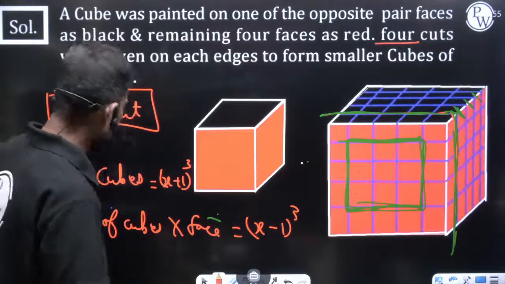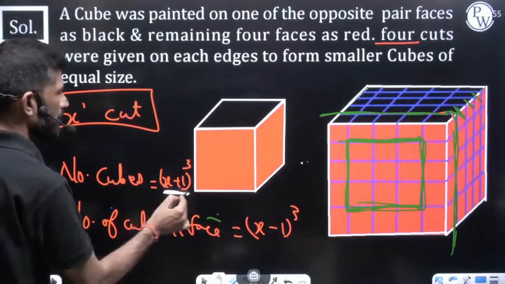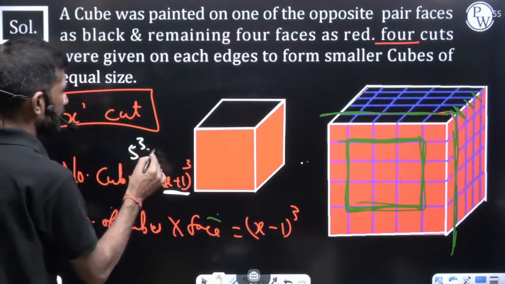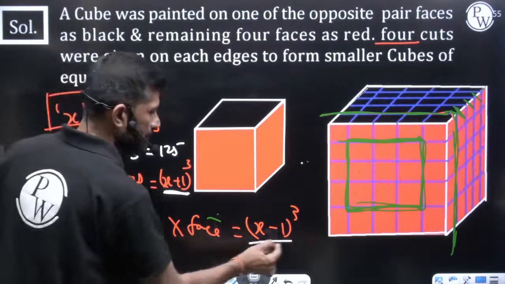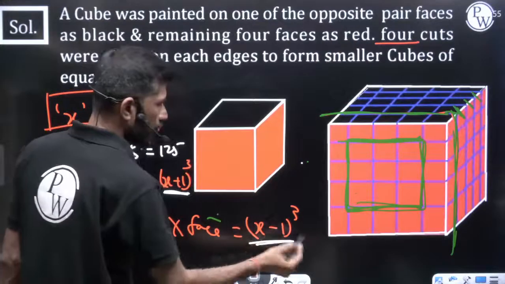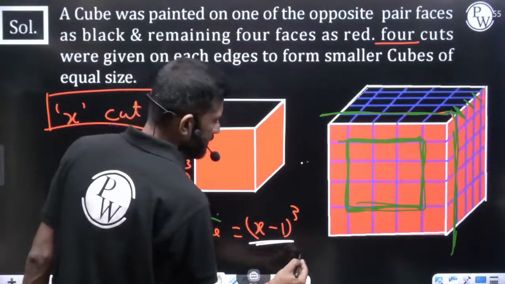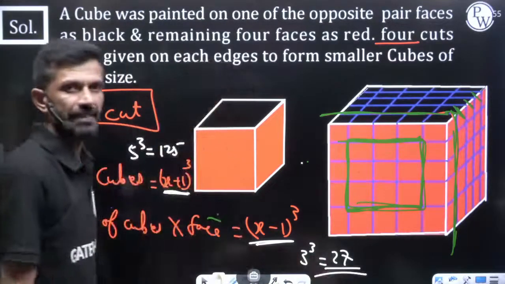So the number of cubes formed will be (4 plus 1) power 3, that is 5 cube, which means 125. And the number of cubes having no face painted will be (4 minus 1) power 3, since cuts is 4. So that is 3 cube, which means 27 is the answer for the second question.